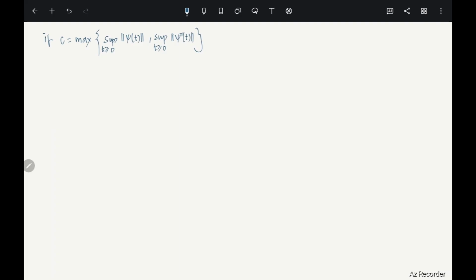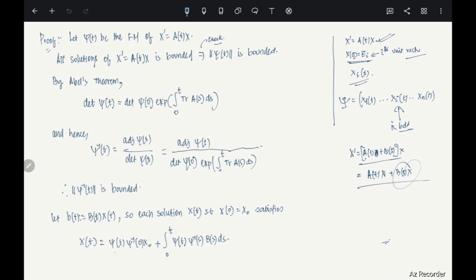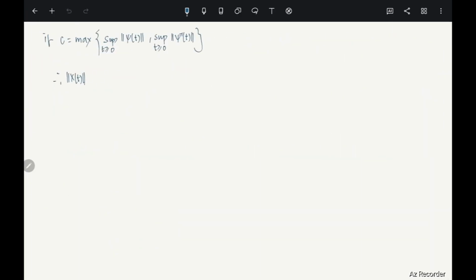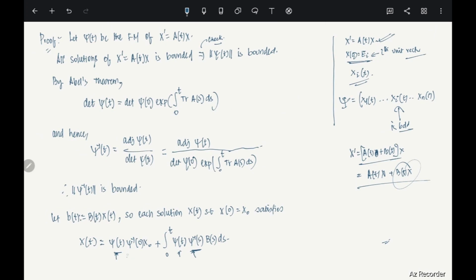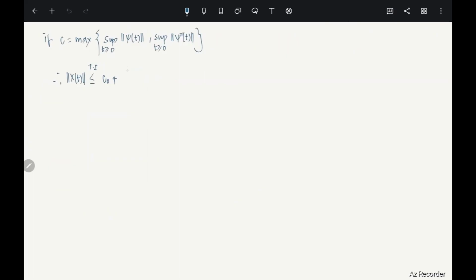Why? Because if we do that, then what do we have is the norm of x of t. See here, I have this phi of t, phi inverse of s. This part is there, so I can take the maximums outside. You understand? This can be dominated by C, this can be dominated by C, this can be dominated by C. So I can take that out. That's what we are doing. So by triangle inequality, you can actually write it as C naught plus C squared, where C naught is basically this particular thing, the boundary. I am just writing it as C naught.